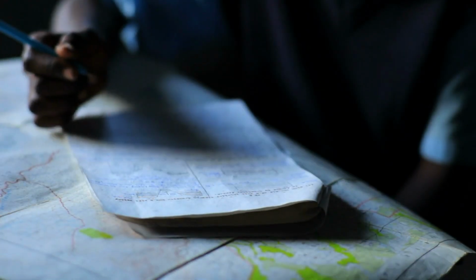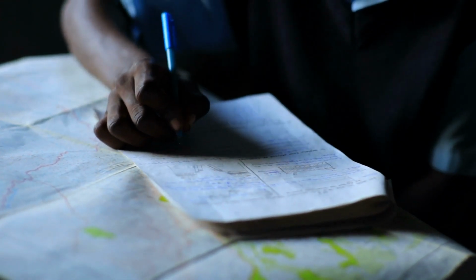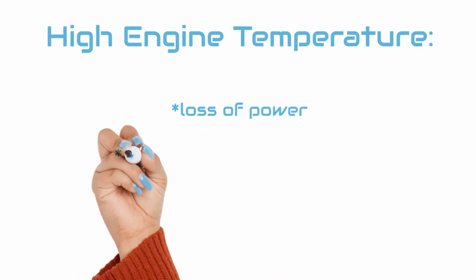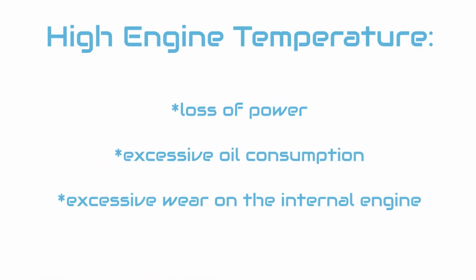This material will come up on your FAA written exam and the oral portion of your checkride, so let's dive in. Excessively high engine temperature, either in the air or on the ground, will cause loss of power, excessive oil consumption, and excessive wear on the internal engine.